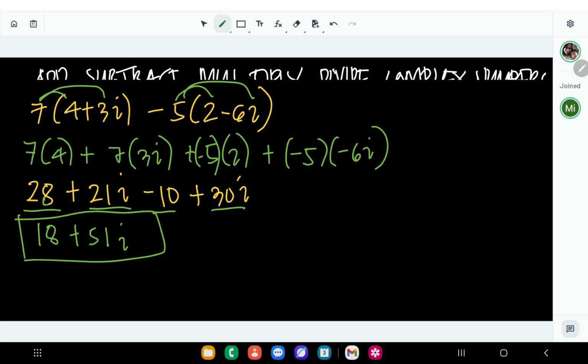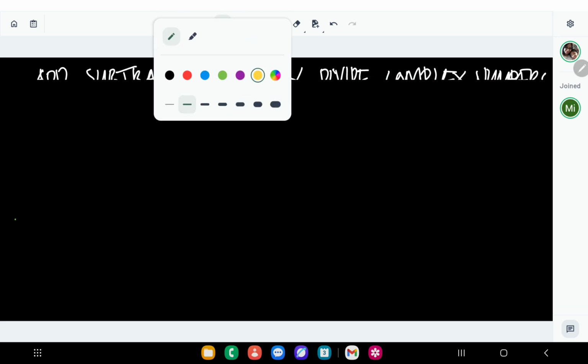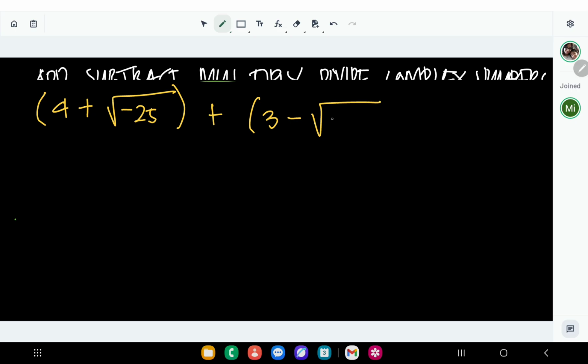Okay, what if you're given something like this? Let's say we have 4 plus the square root of negative 25, plus 3 minus the square root of negative 81. Do you have any idea?